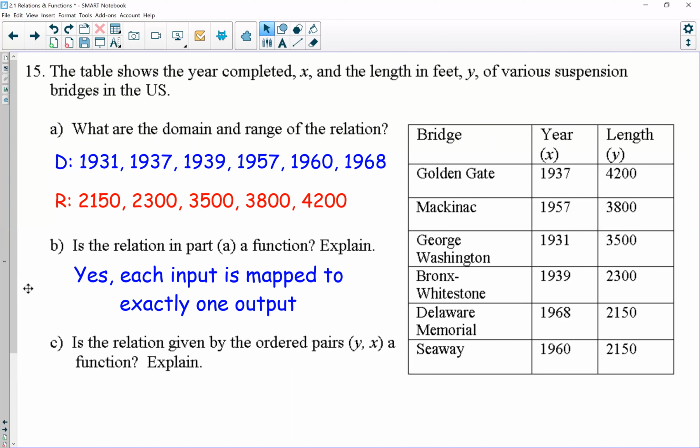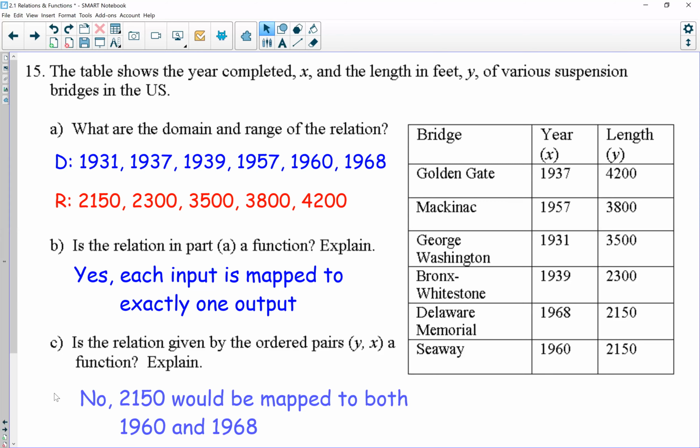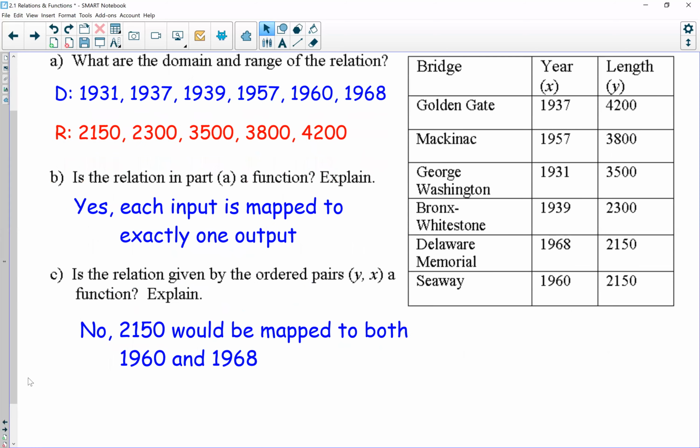Now C, if you flipped it around, if you took the length as the input and the year as the output, would that still be a function now? This would no longer be a function if you switched what the input and output values would be. Reason being because 2150 is mapped to both 1960 and 1968.